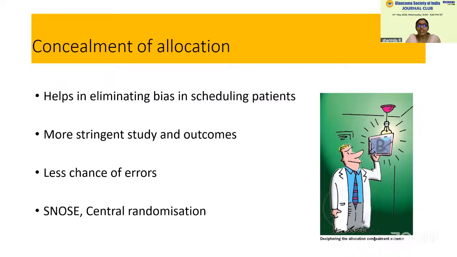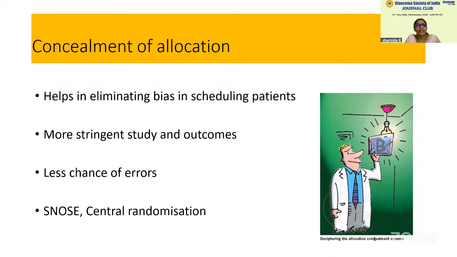This concealment of allocation is really very, very important because it helps in eliminating bias in scheduling patients to a particular arm of treatment. Sometimes you might be thinking that if you put these patients in one particular arm, it may be beneficial to them, so you would schedule accordingly. This eliminates all of that. So you do not have a role in choosing which patients go into which arm because you already know that this would be of benefit to that particular patient. This also helps in having a more stringent study and outcomes, and there are lesser chances of errors with this type of allocation.